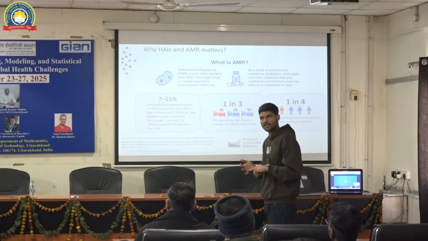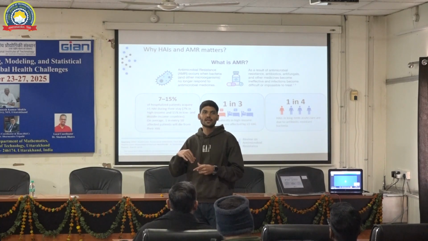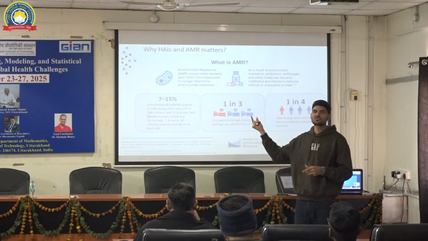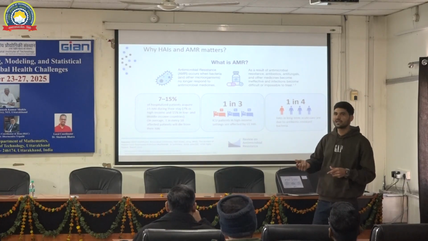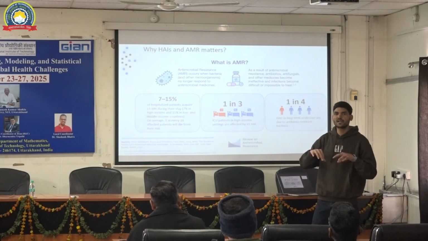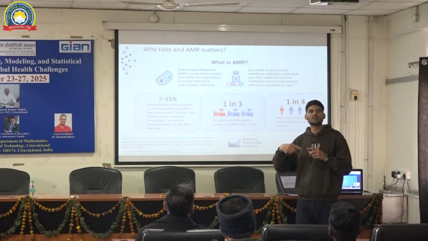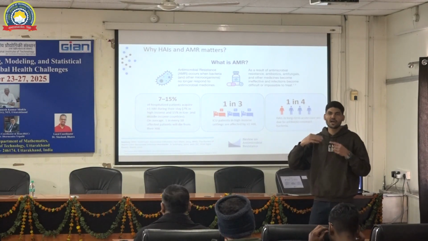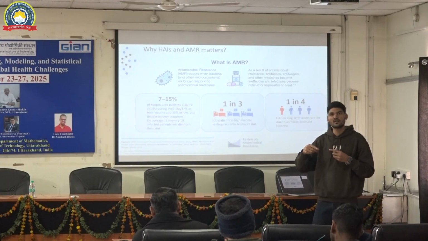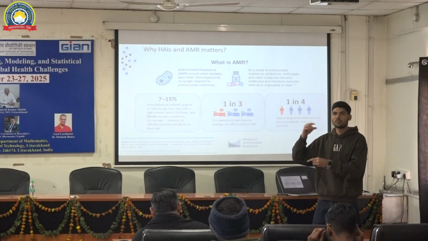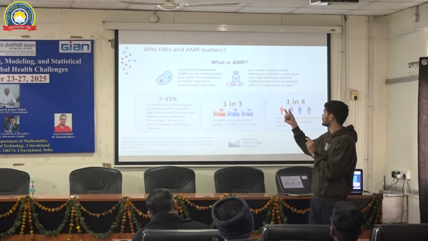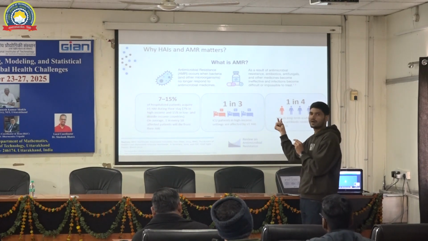Hospital-acquired infection is the infection acquired during hospitalization, which is a main cause of AMR. So if in the hospital we have more hospital-acquired infection, we are using more antibiotics to prevent it. If we are using more antibiotics in the hospital, we get resistance. So both things are working as a feedback loop. So we can use both terms, hospital-acquired infection or AMR.